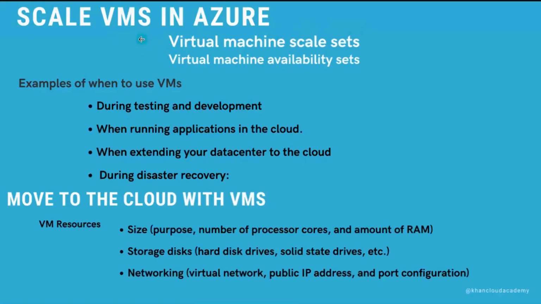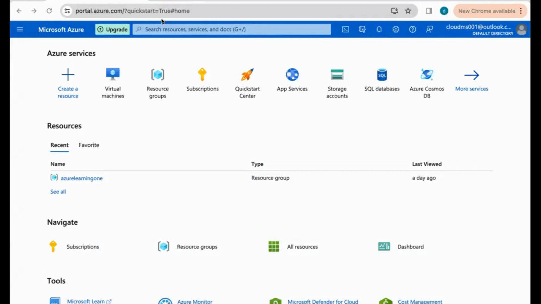Scaling VMs in Azure: virtual machine scale sets. There are two things, virtual machine scale sets and virtual machine availability sets. So what is that? That's what we have to talk about. If I talk about scaling VMs, you can run a single VM for testing, development, and minor tasks. I mean, you just want to put this on the scale.